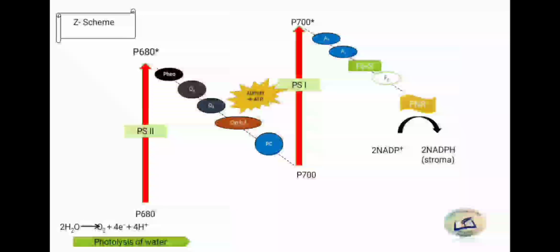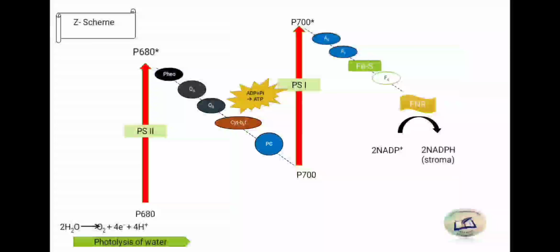The complex for photolysis of water is also present in the inner membrane of the thylakoid. So oxygen is also produced in the lumen of the thylakoid. Only NADPH is produced in the outer membrane, or in the stroma actually. So this is the gist of the process.